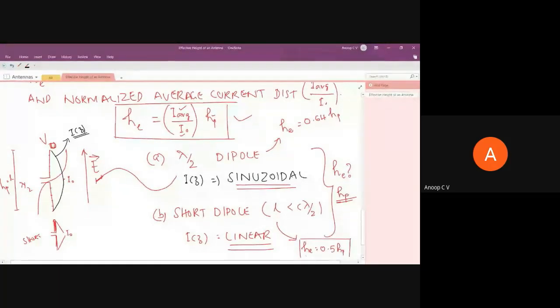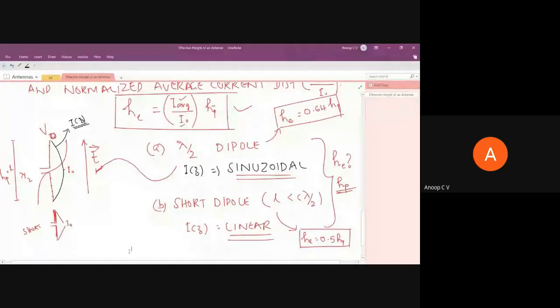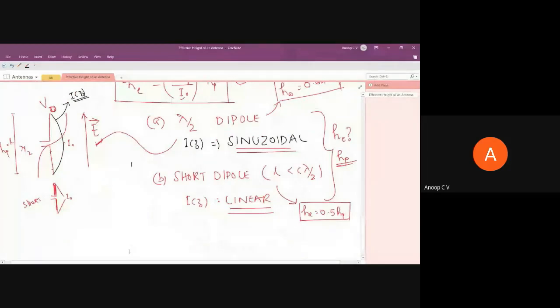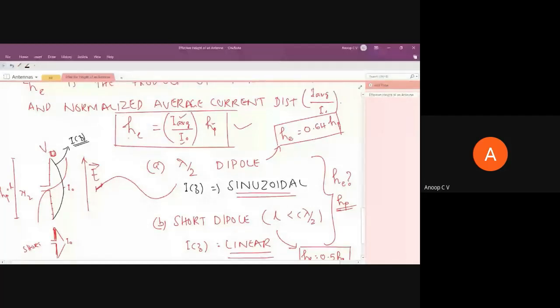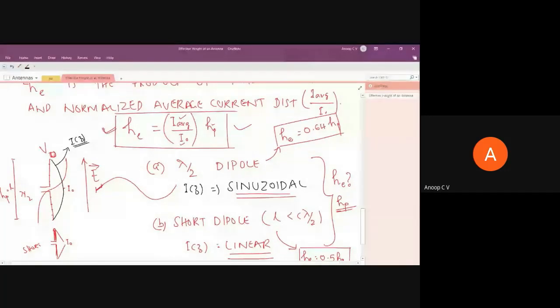The question can come as prove this, or as a derivation, or as a problem. For that we'll make use of this particular equation. I know you didn't understand what this I average is, but we'll see. We'll try to see if we can crack it.